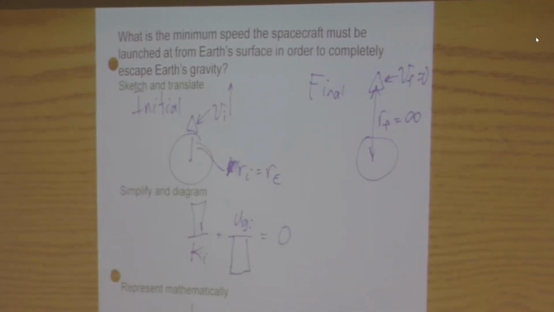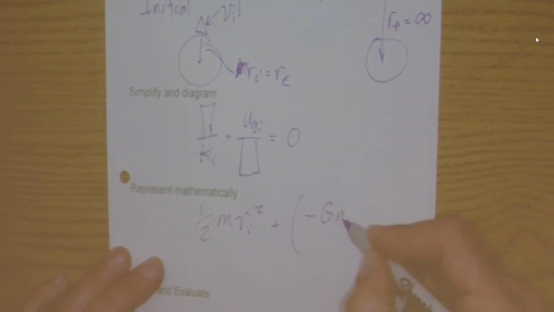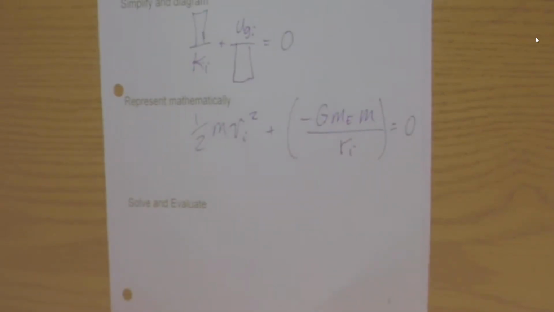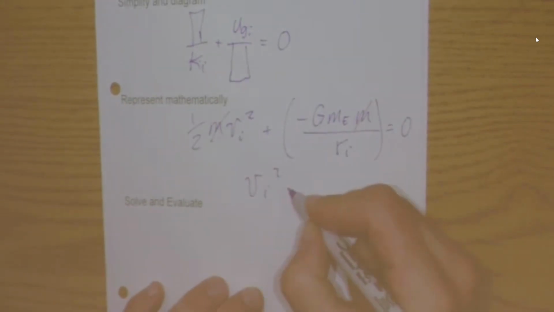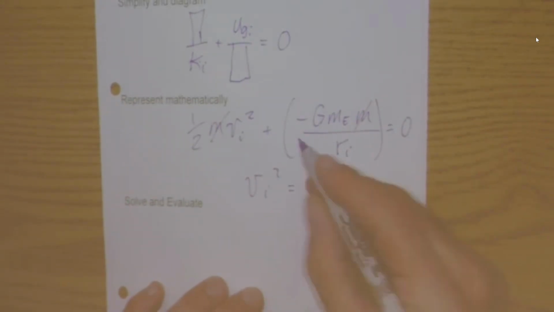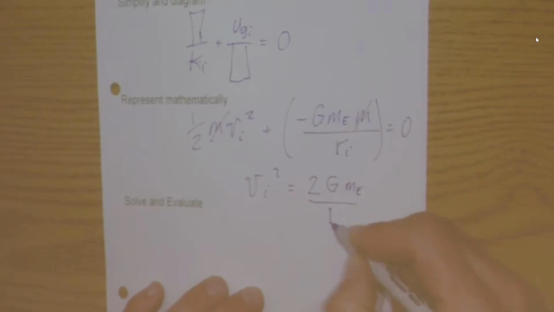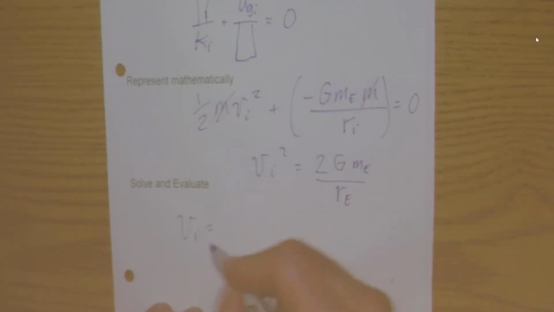So I would just say 1/2 m v initial squared plus negative G times the mass of the Earth times m divided by R initial, with no square on it, is equal to 0. Hey, the mass cancels. I always say yay when the mass cancels, so I don't need to know it. Then you get v initial squared, times both sides by 2. The minus goes away because you add it to the other side. You get 2 times capital G times the mass of the Earth divided by the radius of the Earth, because don't forget, it started at that distance. And then you just solve it out. V initial is the square root of 2G times the mass of the Earth divided by R_E.